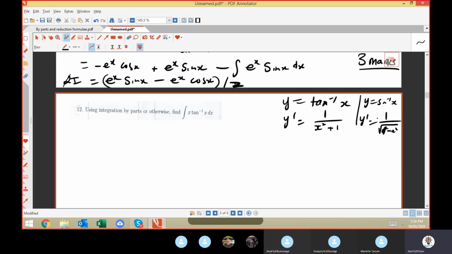And then if it was inverse cos, it is exactly the same, just a negative. So negative 1 on square root 1 minus x squared. All right, that's that.